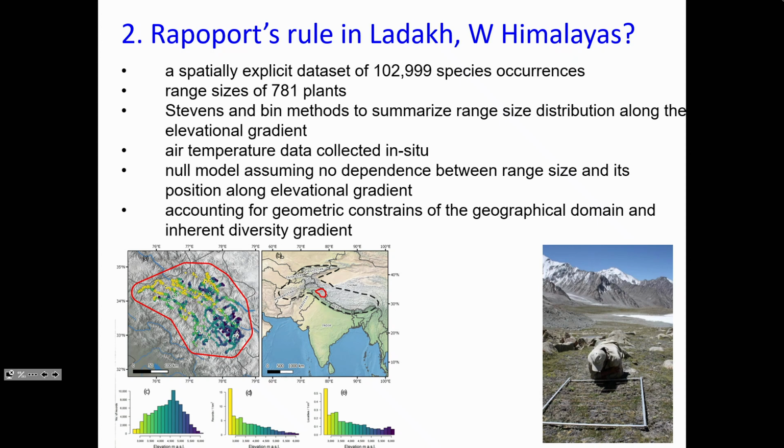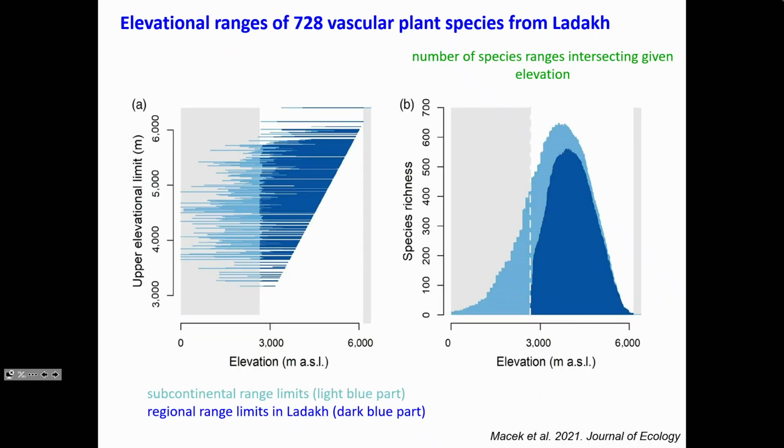But how is it in the Himalayas? Ladakh doesn't start at sea level, we have the lower elevation at around 3,000 meters, 2,800 meters. So the ranges of many species are in fact truncated. You can see it on this figure, where we have species ranges both within Ladakh, this dark blue and light blue, and including the subcontinental ranges, like full ranges. So this comes from our data, and this we took from the literature. And just from this picture, we can see that there is not much going on.